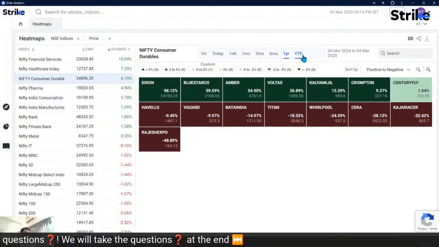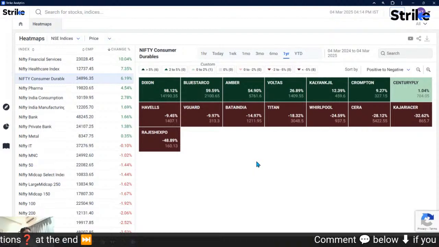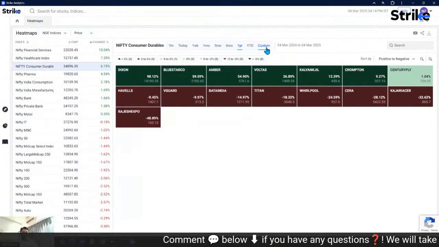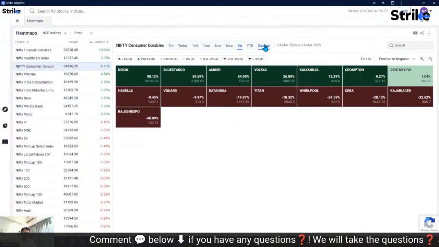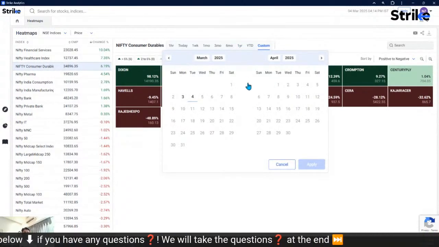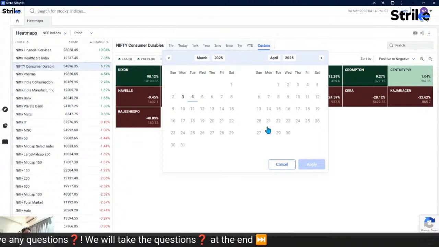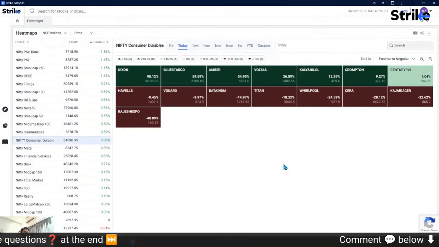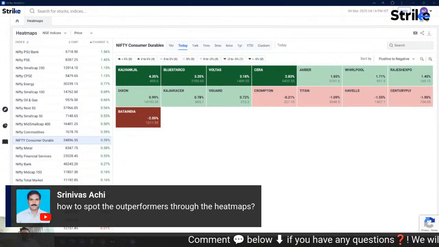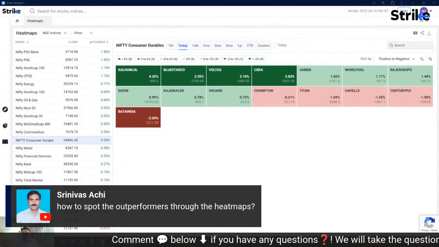And yes, there is one very good option over here. You can see this custom button over here. You can use this custom button and mark your start date and end date, and look at which sectors performed and which did not during that period of time.